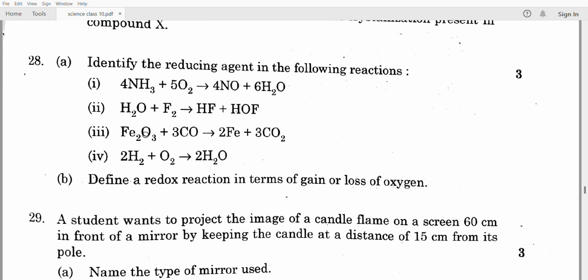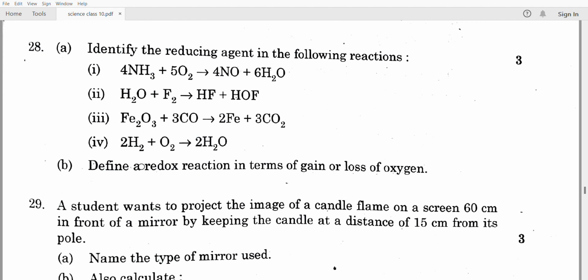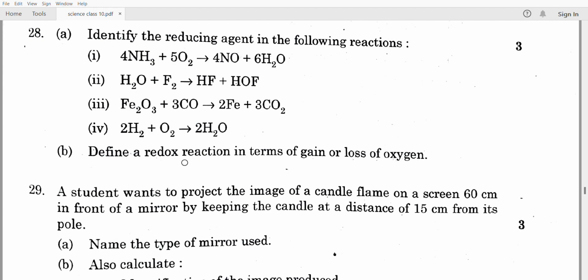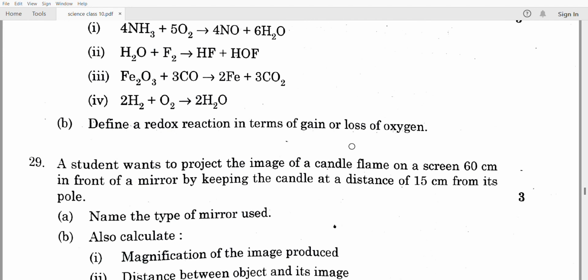In the third one, Fe2O3 plus 3CO gives Fe plus CO2. Here iron oxide is being reduced to iron, so carbon monoxide acts as a reducing agent. In the fourth case, hydrogen is being oxidized and oxygen is being reduced, so hydrogen acts as a reducing agent.